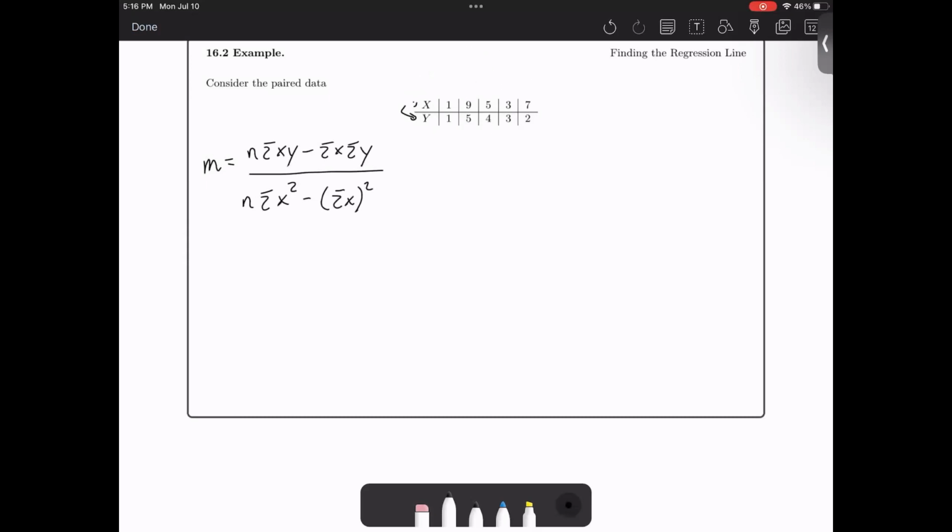The b equation, or the y-intercept of the straight line, the one that I like to use is the average of the y's minus the slope that you just found times the average of the x's.